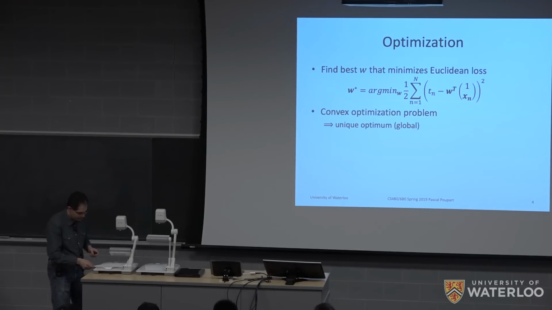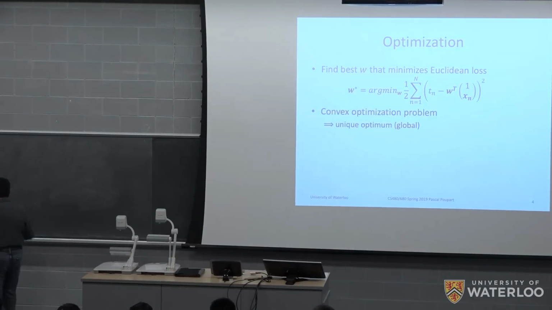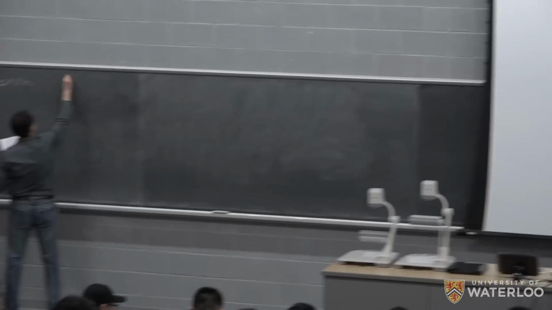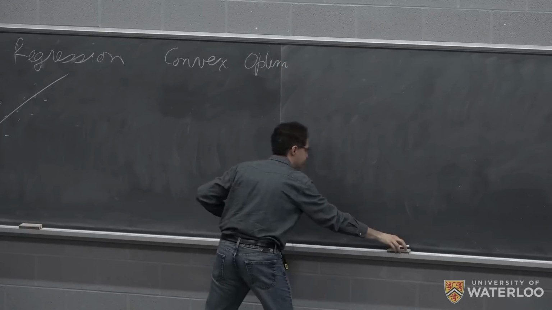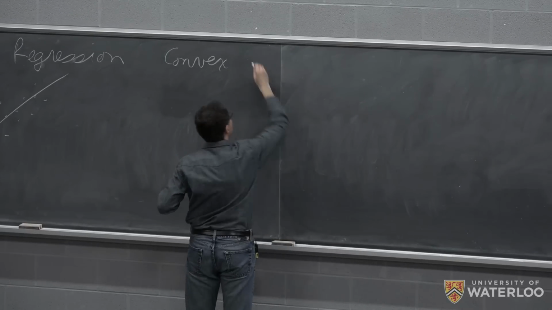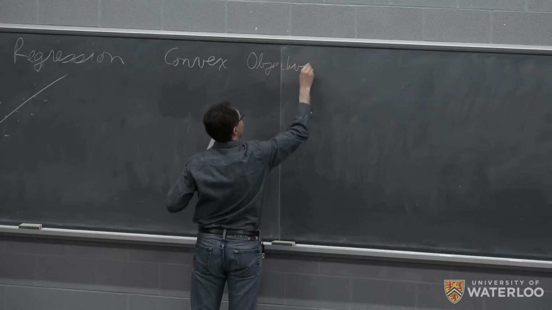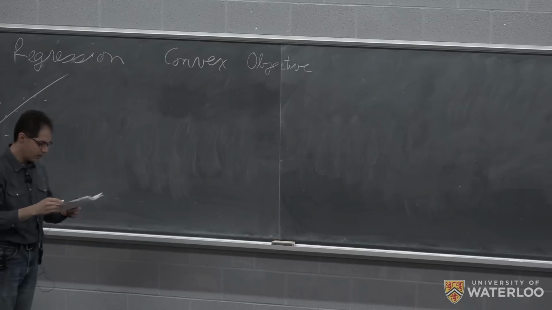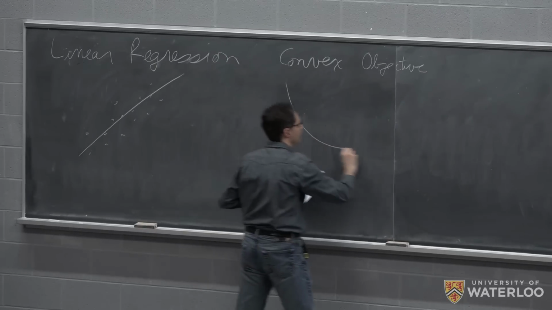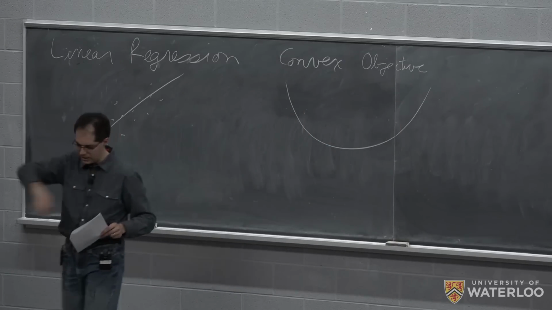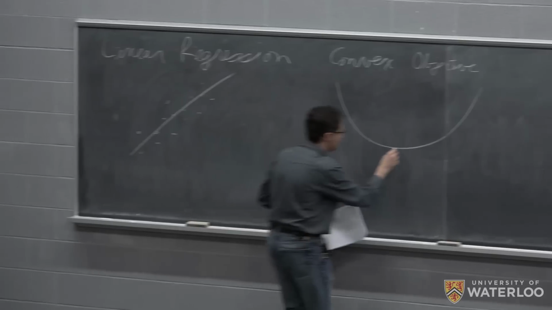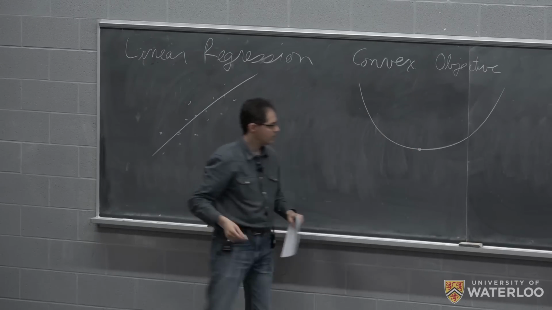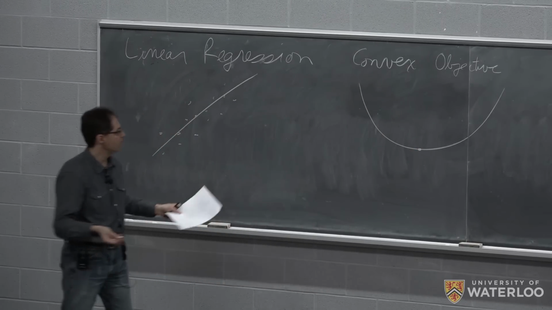Okay, so let me draw on the board an example of a convex optimization problem. Whenever we've got a convex objective, it might have a shape that looks like this. This is a nice bowl shape. And if we're trying to find the minimum of this function, then it's pretty easy because there is one minimum here. In fact, we can find this minimum by starting anywhere on the curve.